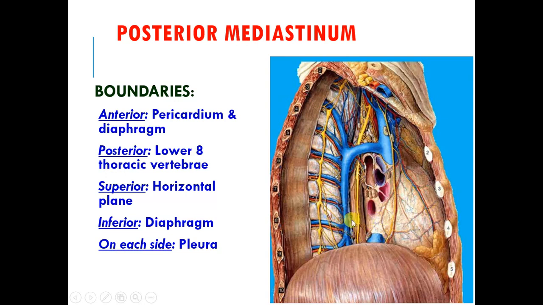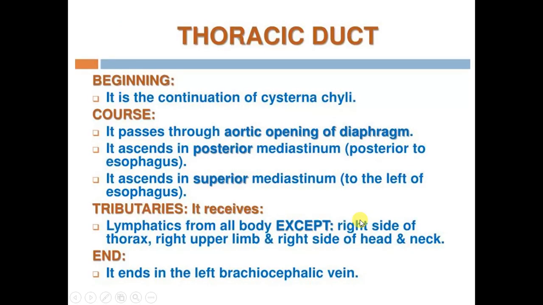A very important structure present in the posterior mediastinum, along with the other structures, is the thoracic duct. It begins as a continuation of the cisterna chyli, passes through the aortic opening of the diaphragm, ascends in the posterior mediastinum posterior to the esophagus, and ascends in the superior mediastinum to the left of the esophagus. First it is posterior to the esophagus, then it is to the left of the esophagus. It receives lymphatics from all the body except the right side of the thorax, right upper limb and right side of the head and neck region.